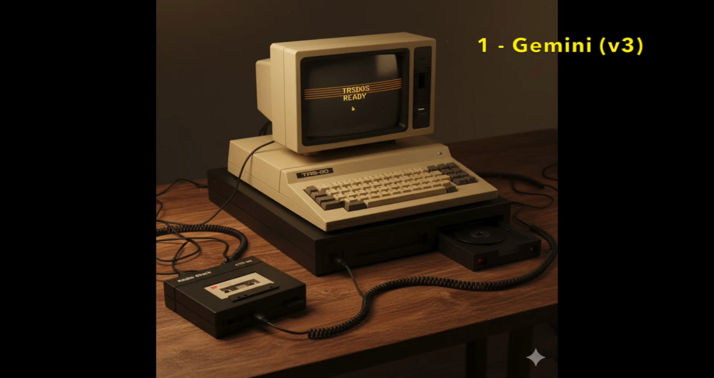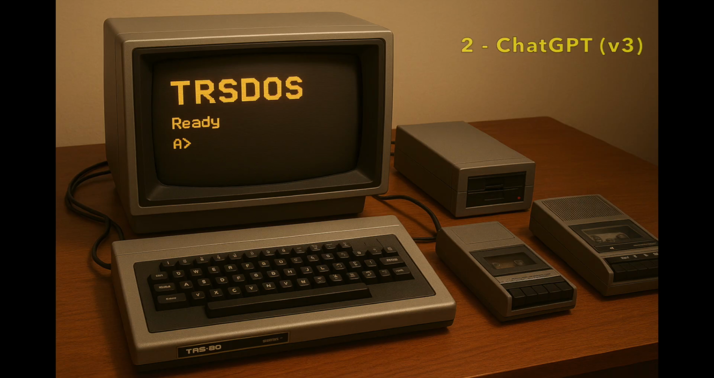So here we are with Gemini. You can see there's a cassette on the left, kind of looks like maybe a floppy drive underneath, a computer, and a monitor. So moving on to ChatGPT, we can see two cassette decks, maybe a floppy drive in front of those, no wires connecting anything, the keyboard which looks like a reasonable rendering, and the monitor.